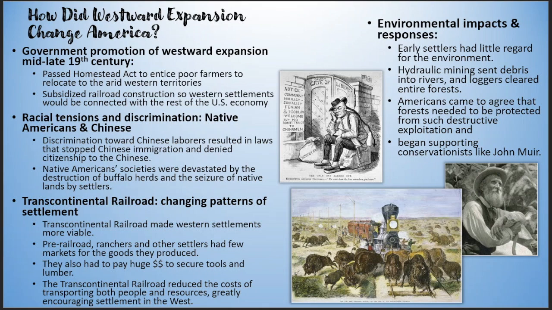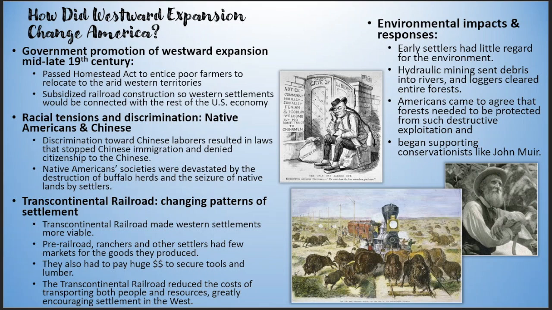And then the effects of westward expansion were even worse for Native Americans, whose societies were devastated by the destruction of the buffalo herds on which they relied and the seizure of their land by settlers. And the Transcontinental Railroad changed patterns of settlement in the American West by making western settlements more viable.